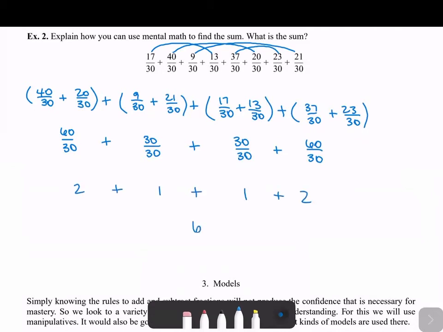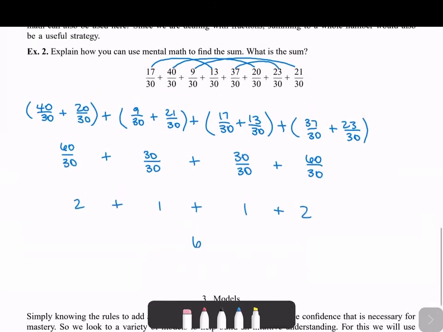So definitely using mental math to rearrange these things, or even just rearranging things in general, makes this really nice, because we wouldn't guess that adding up this long list of fractions would just give us the whole number 6. But if you're specifically instructed to use mental math to find a sum or a difference of fractions, it's typically going to be something that works out really nicely like this. Otherwise, you wouldn't be asked to use mental math to do it.